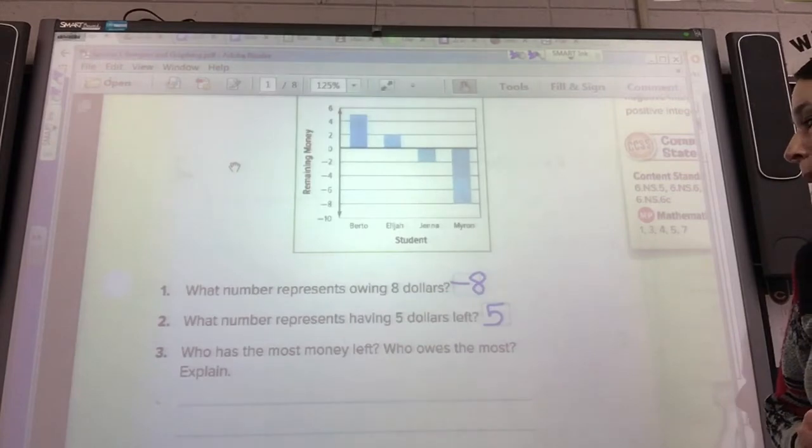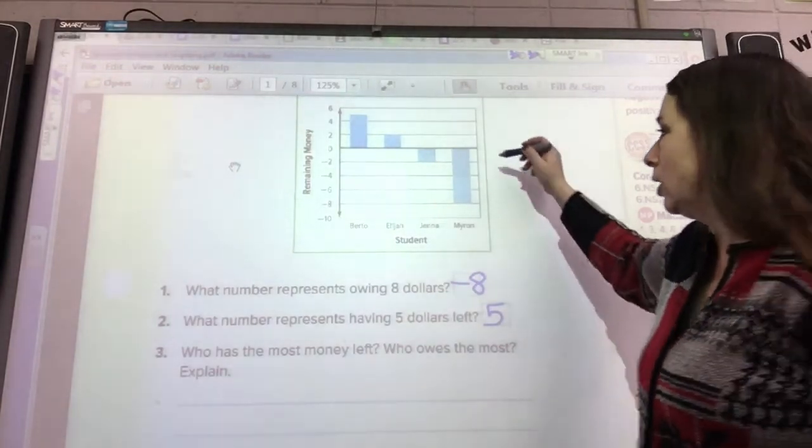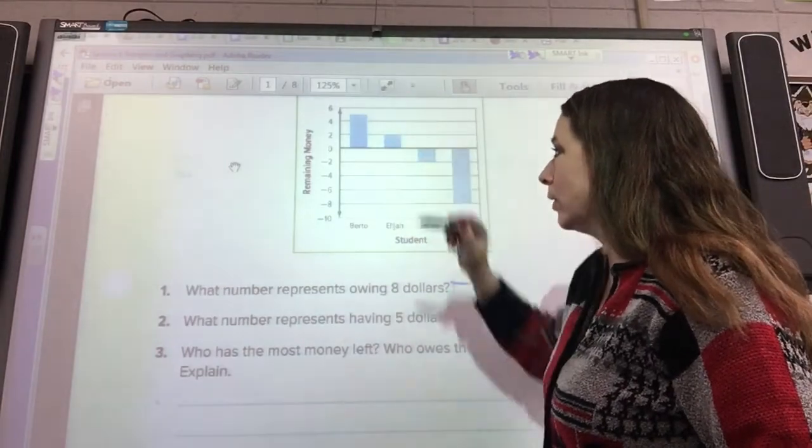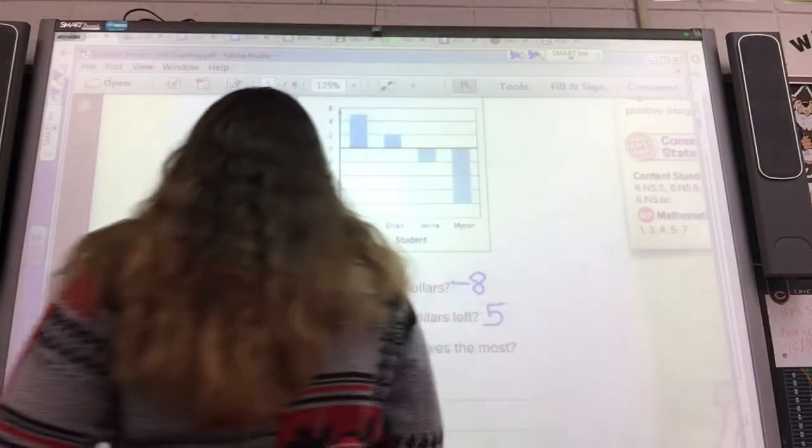Who has the most money left and who owes the most? So you look at your 0, who's highest above 0? That's who has the most. So Berto has the most money left.